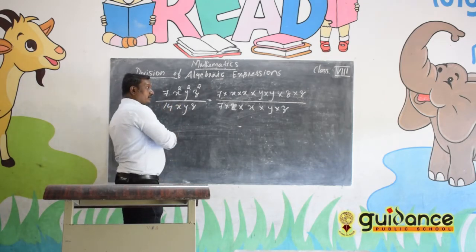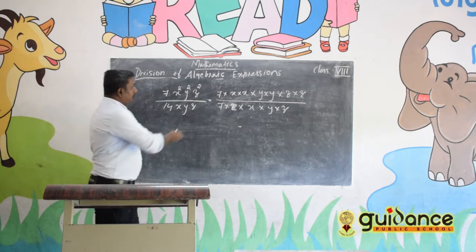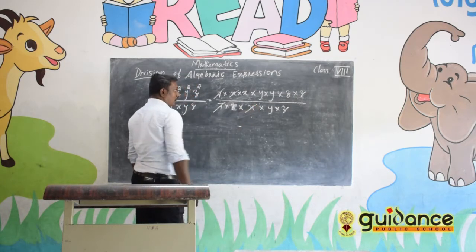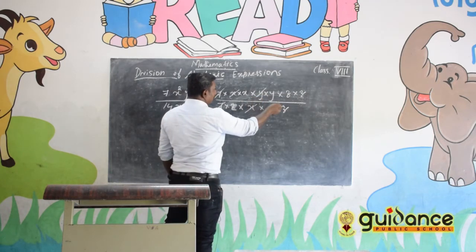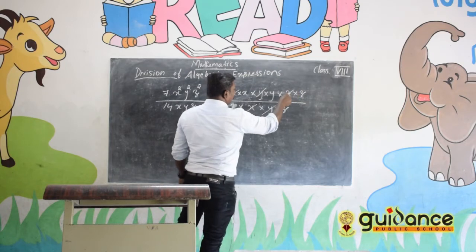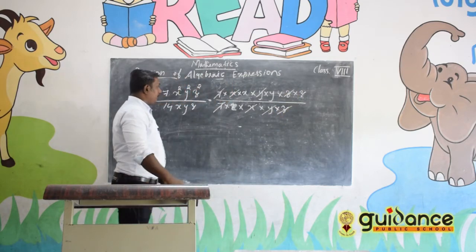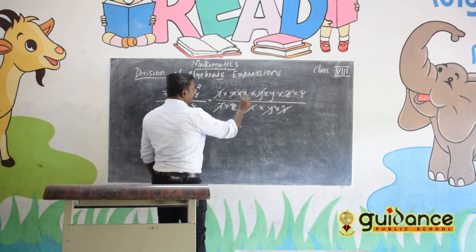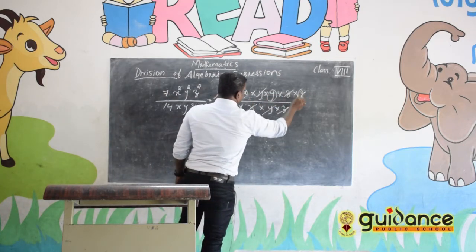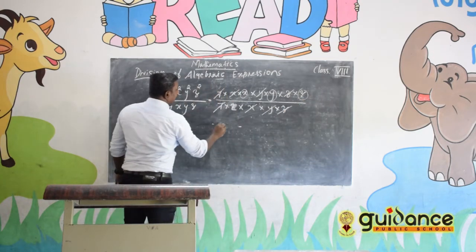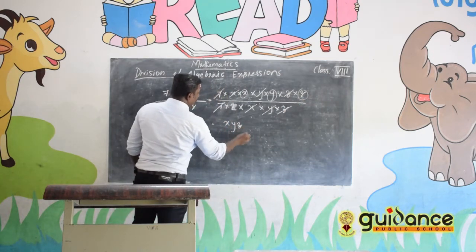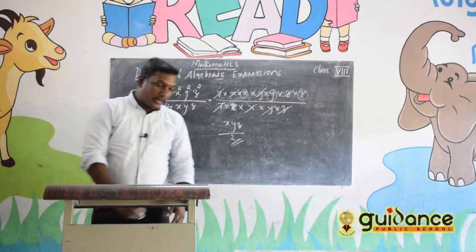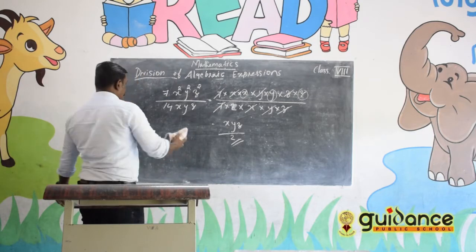So what are the common things we can cancel from the numerator and denominator? 7 and 7 cancel. 1x from numerator and 1x from denominator. 1y from numerator, 1y from denominator. 1z from numerator, 1z from denominator. So the denominator consists only of 2. The numerator consists of x, y and z by 2. The answer is xyz all divided by 2. So do you get xyz divided by 2? Okay.